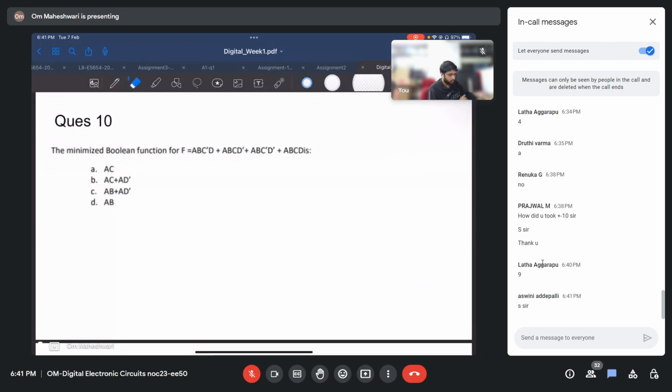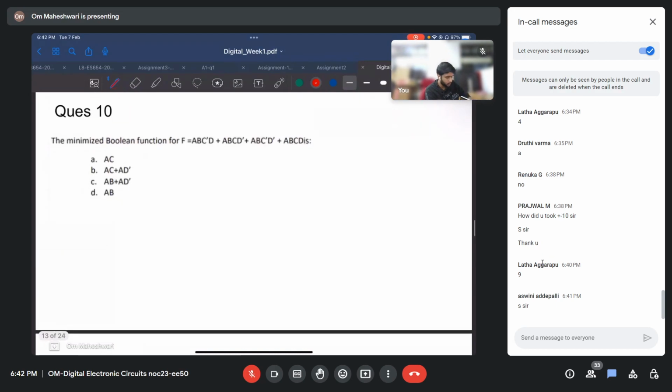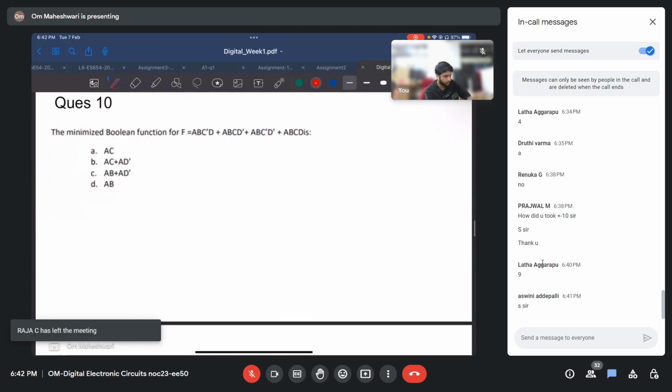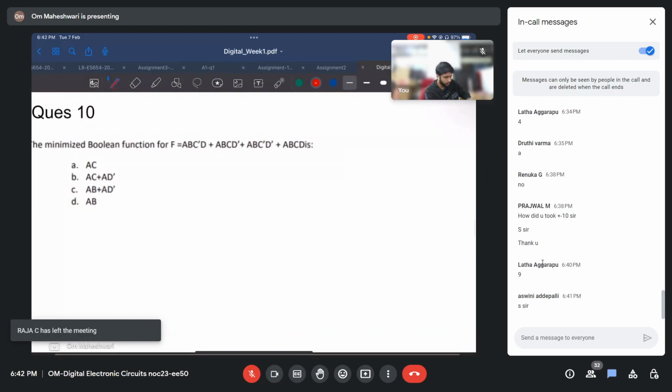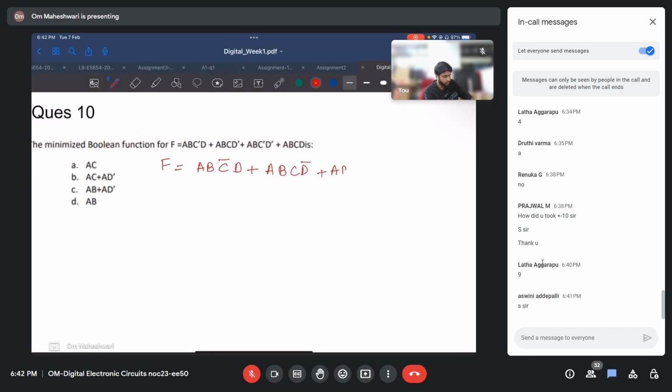Okay. So the next question is to minimize the Boolean function f equal to a b c d bar plus a b c d. Let us try this. For those who have not studied Boolean algebra, it's fine. We will be discussing more about this in the coming assignment, but just as an introductory question, we will take this. So how to solve it is, let me just write it: a b c bar d plus a b c d bar plus a b c bar d bar plus a b c d.